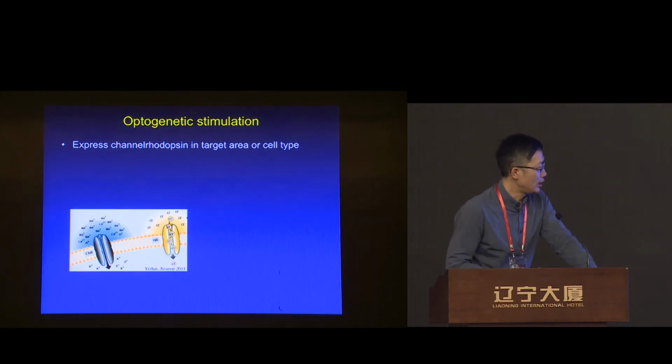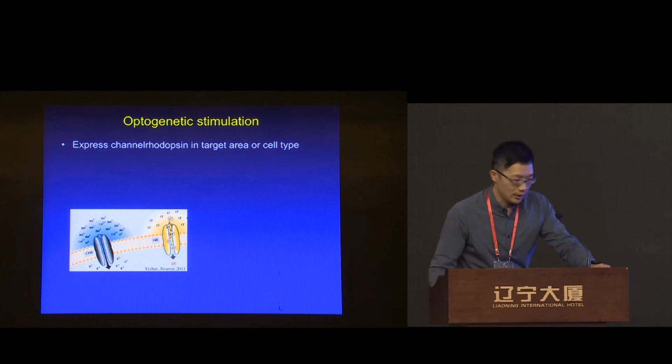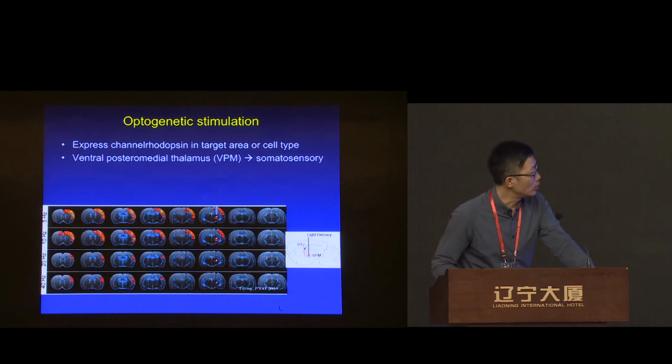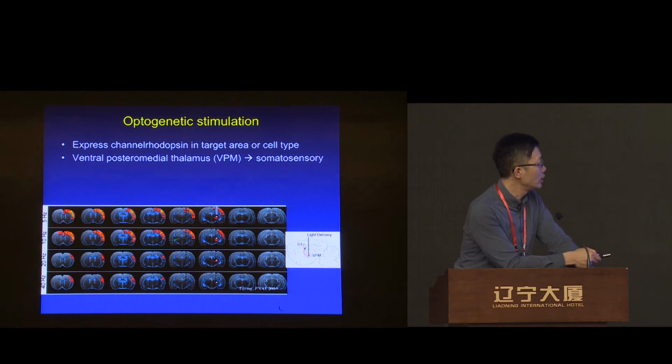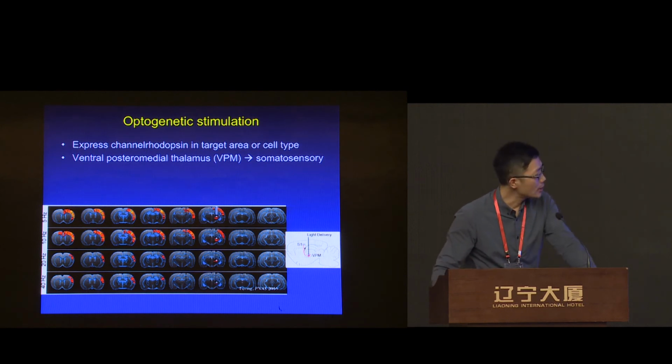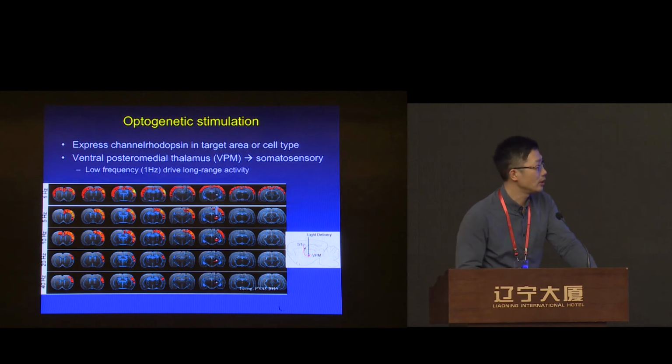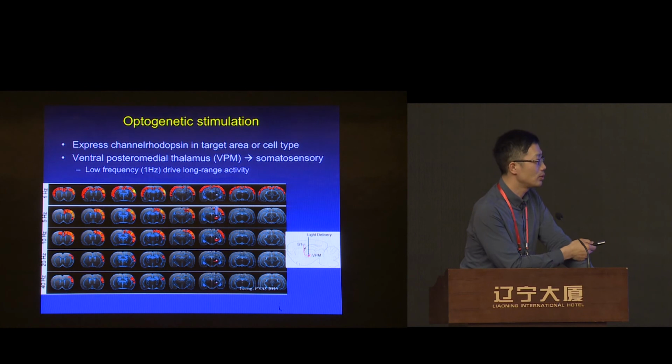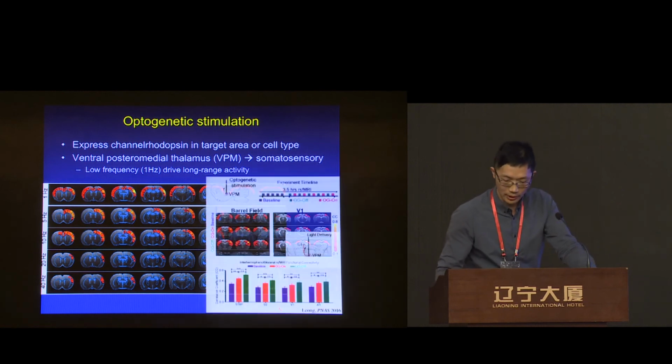So optogenetics is a powerful way that you can express light-sensitive neurons in certain areas and even certain cell types. Edward's group showed that if you activate the VPM, which projects to the sensory cortex, you can get a very nice evoked response. However, if you tune the stimulation to a very low frequency that's close to what we see in the resting state, now they just use 1 Hertz, you see a very different pattern. You now see a bilateral activation, and in the visual cortex, which is quite surprising.